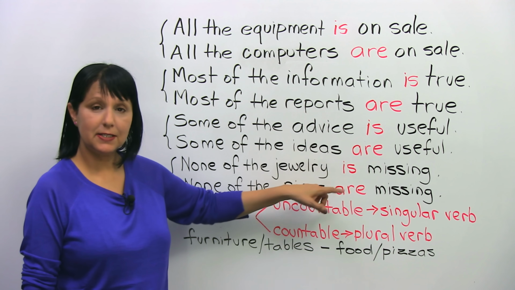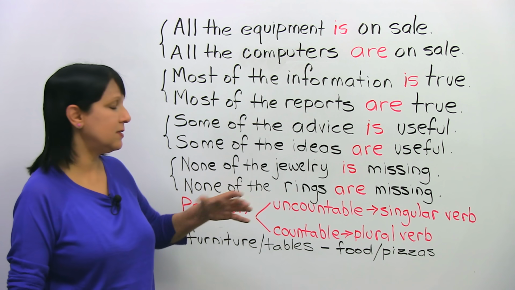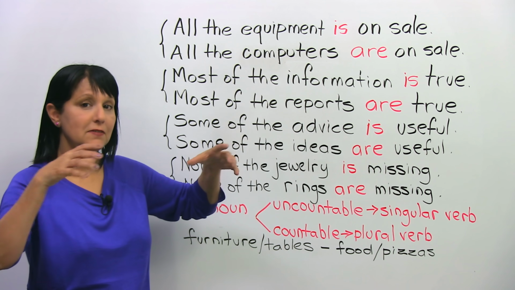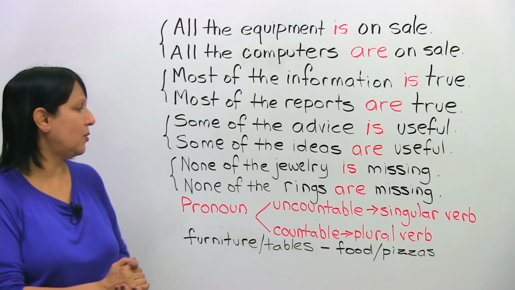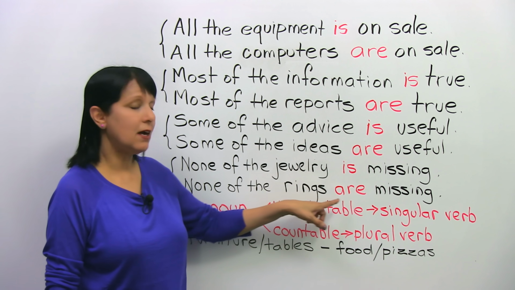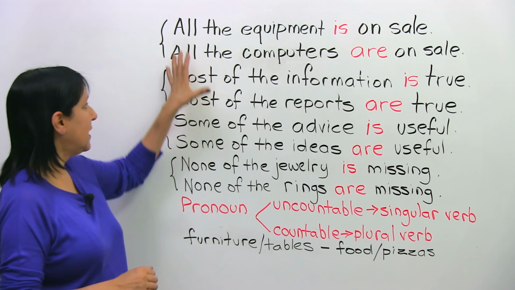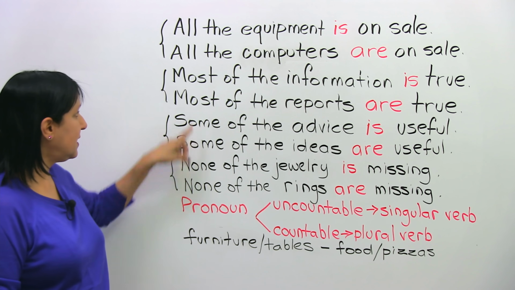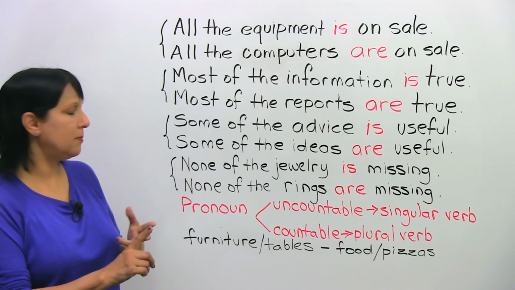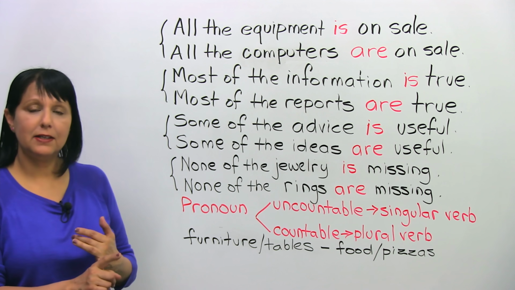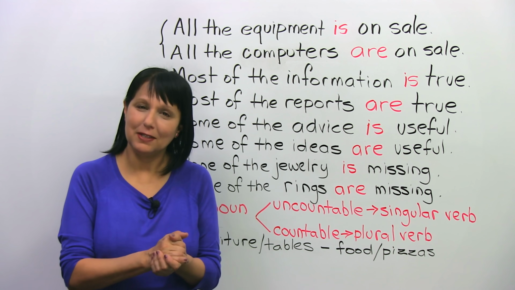The jewelry is singular. Why? Because jewelry is considered a collective, uncountable word or noun, but the rings are plural. Okay? So that's the rule that you have to follow. And if you follow that rule with these pronouns, all, most, some, and none, then you will always be right.